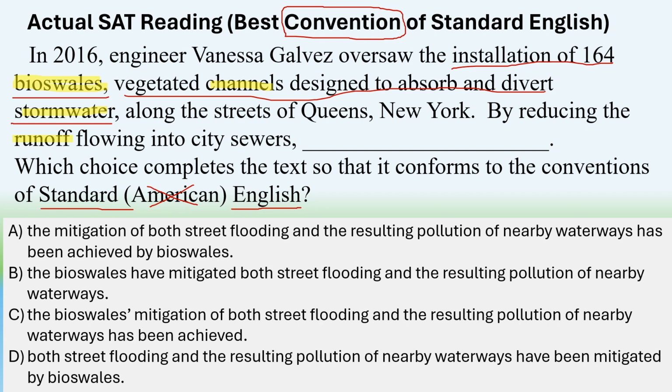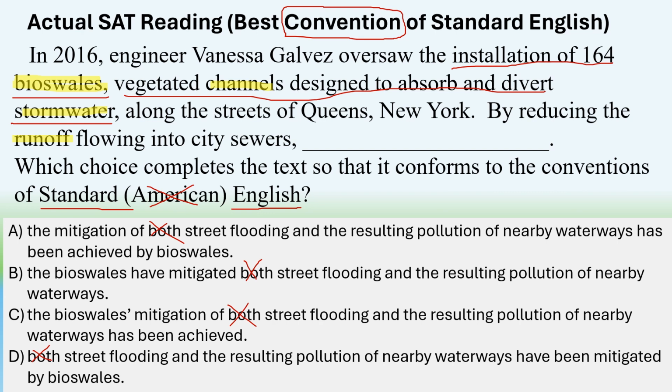So let's go over choice A: the mitigation of both street flooding and the resulting pollution of nearby waterways has been achieved by bioswales. It's not bad, but it's really a lot to say at one time. And you have this word here, both, which you have in all the sentences. So if you could kind of take this out, it's kind of where you place it, because it is somewhat redundant.